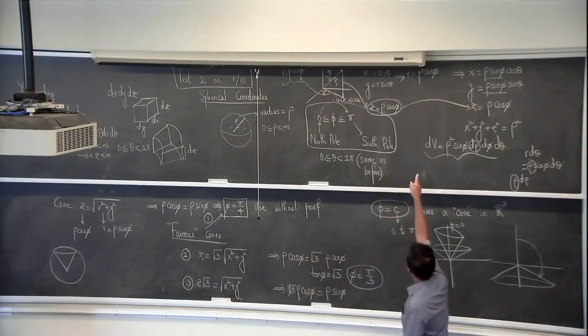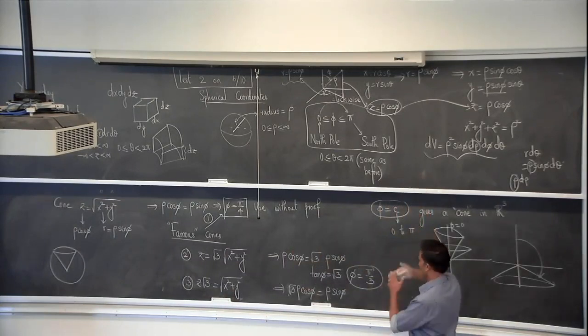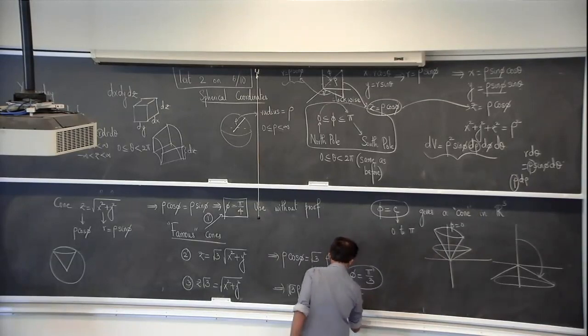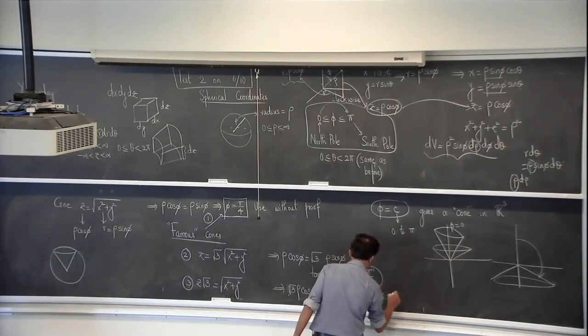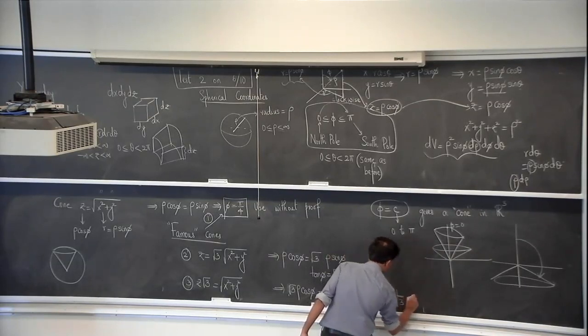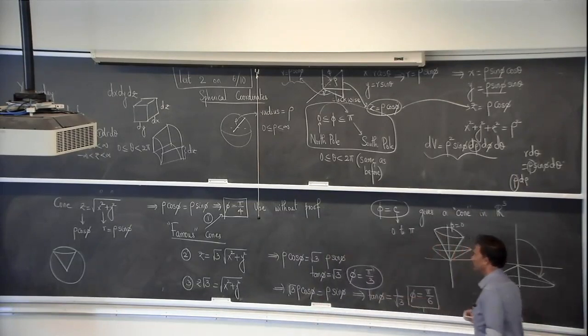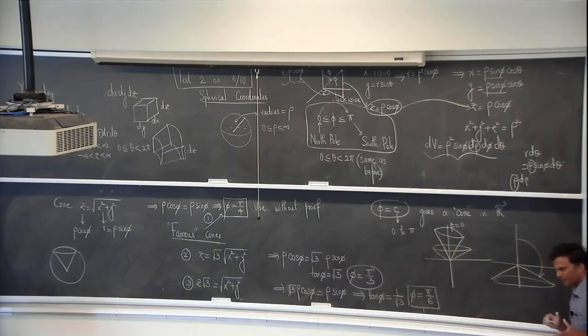Keep those things right next to you when you're doing a problem so that you can convert it both ways. And you get tangent of phi equal to 1 over square root of 3. So phi would be pi over 6, so 30 degrees. Those are the 3 famous cones.